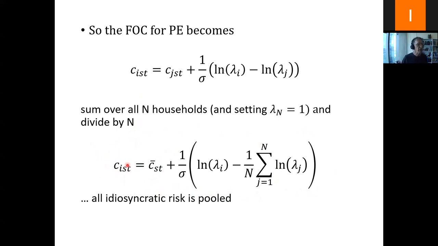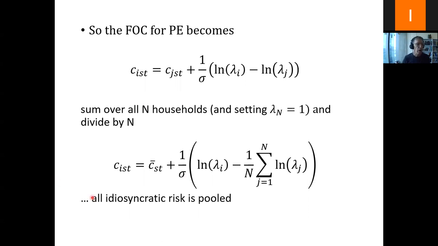And what does it say? What it says is that my consumption in state s and time t is equal to average village consumption in state s and time t, plus some fixed number that depends on the relationship between my Pareto weight in that first program minus the average village Pareto weight. So what that means is all idiosyncratic risk is pooled. My consumption is just moving one for one with village consumption. If everybody in the village consumes one more unit of food this year, I consume one more unit of food. Everybody's consumption is moving in lockstep with each other. Okay, so it's a really strong implication of the efficient allocation of risk.